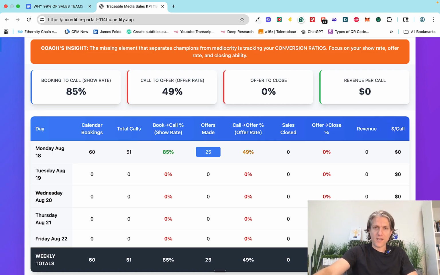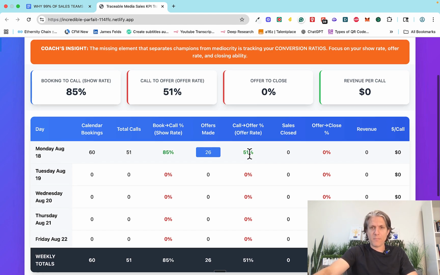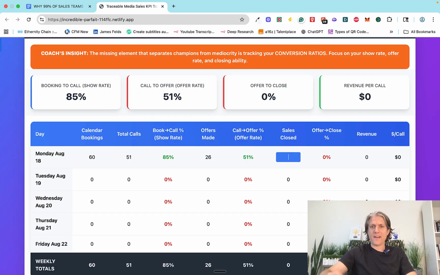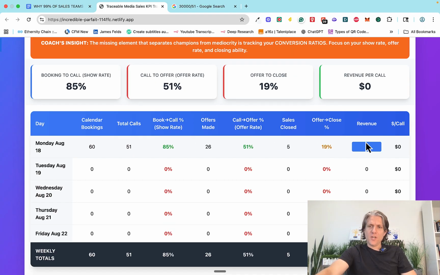From red, yellow to green. That's supposed to be yellow, it's more like orange, but whatever, you get the point. So there it is, 26%, bam. Sales closed out of that, let's say we did 5 closed. Revenue, let's say we have $6,000 of revenue per closed deal. So let's say it's $30,000 in revenue. So $30,000 we collected divided by the number of calls equals $588 per call.